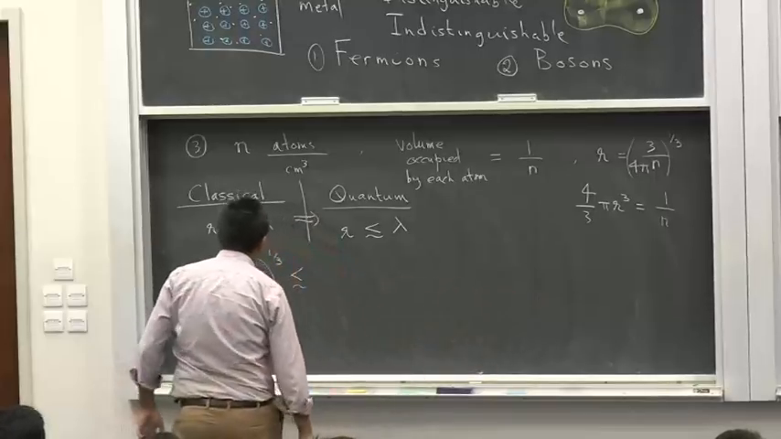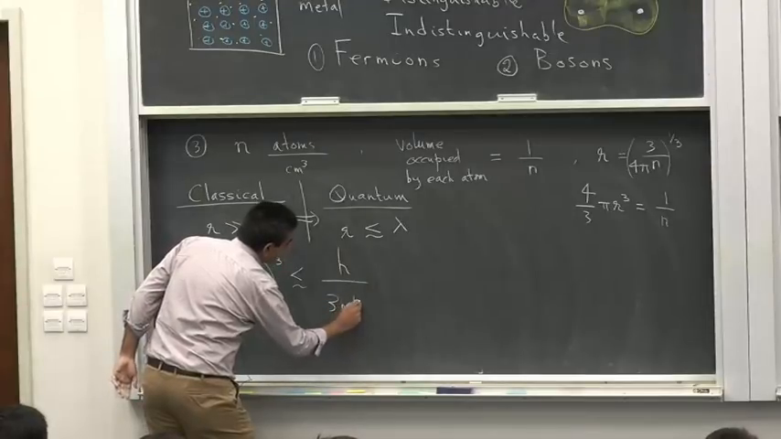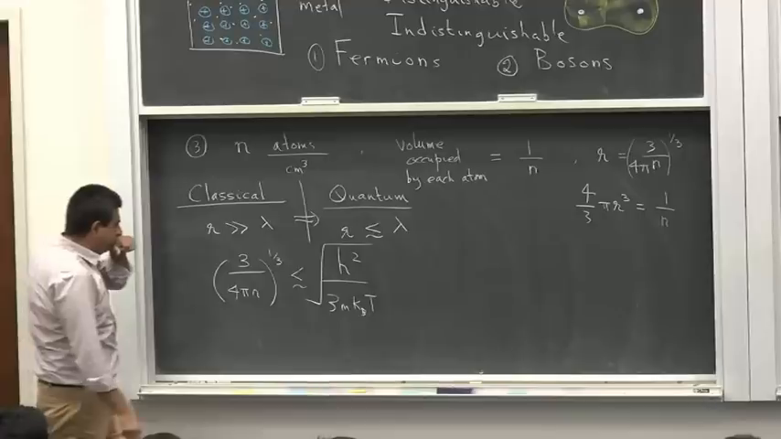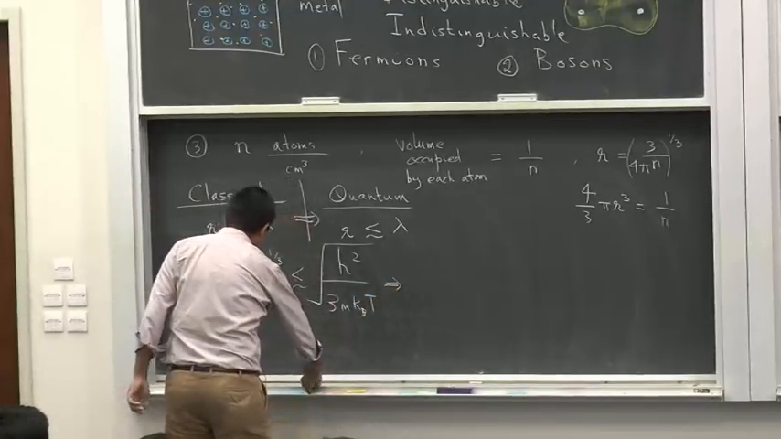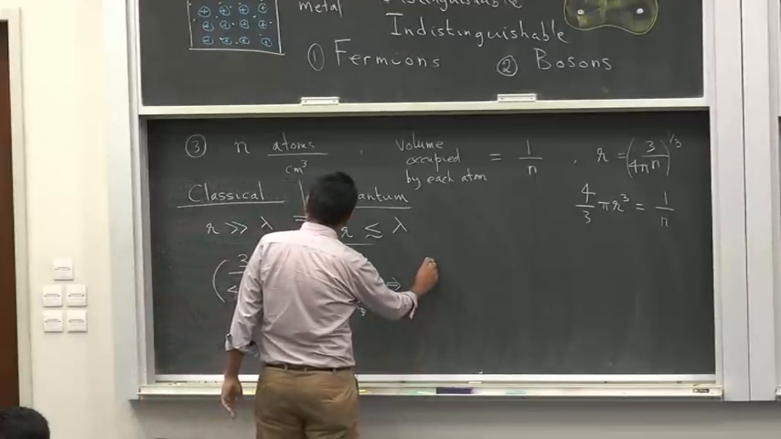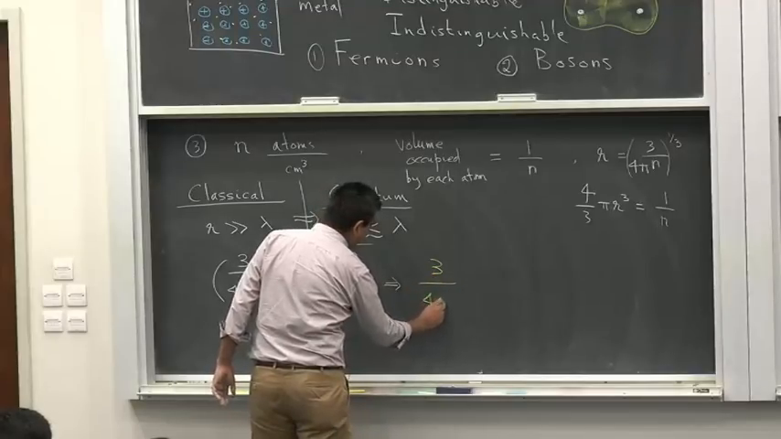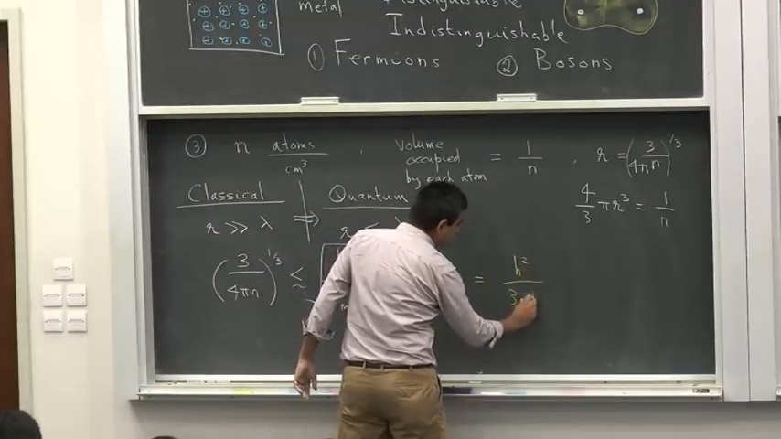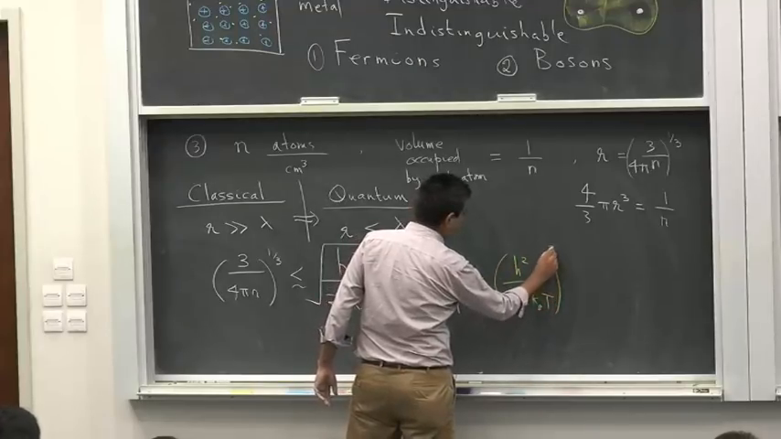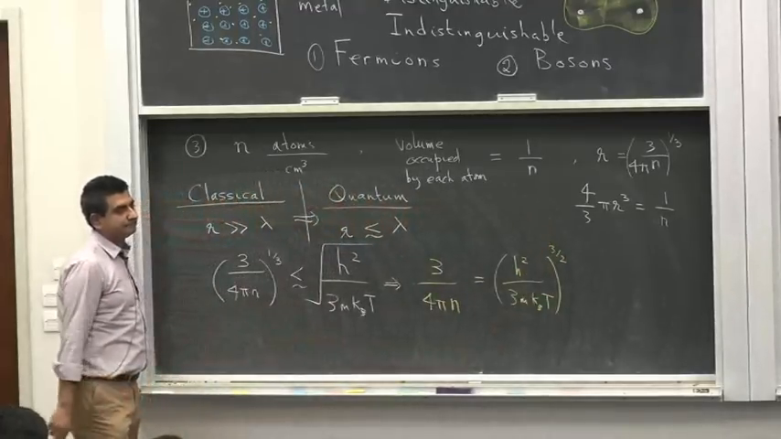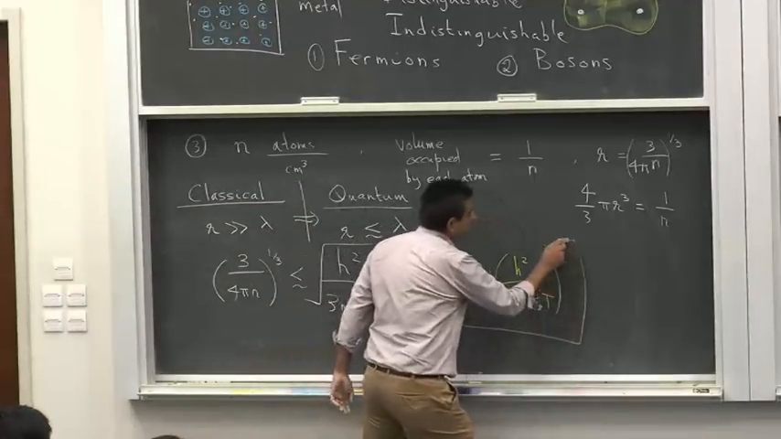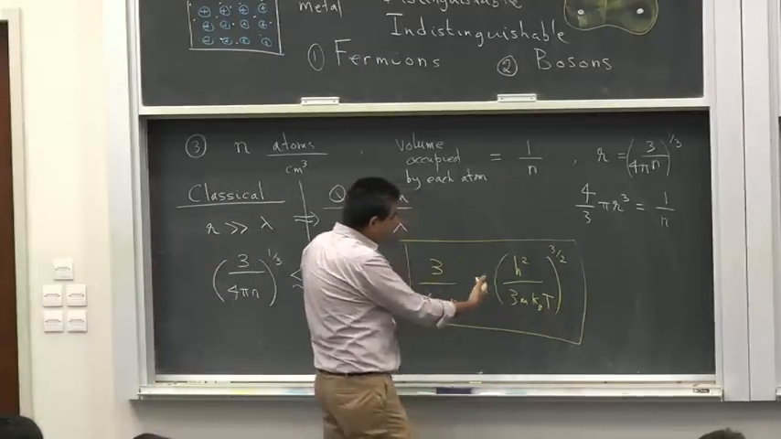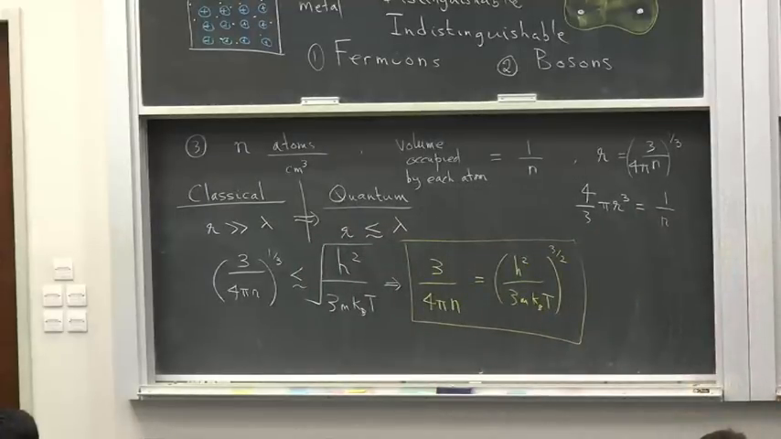So lambda over there is h over the square root of 3 n kBT. Let me put a square here and an under root here. Now I can just do some algebra over here. I raise this to the cube, and this becomes h squared over 3 n kBT. So if this condition is satisfied, I will enter the quantum regime. I will have a quantum gas in which the wave functions are now overlapping.